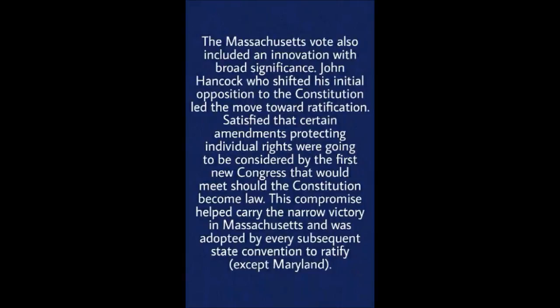The Massachusetts vote also included an innovation with broad significance. John Hancock, who shifted his initial opposition to the Constitution, led the move toward ratification. Satisfied that certain amendments protecting individual rights were going to be considered by the first new Congress that would meet should the Constitution become law, this compromise helped carry the narrow victory in Massachusetts and was adopted by every subsequent state convention to ratify, except Maryland.